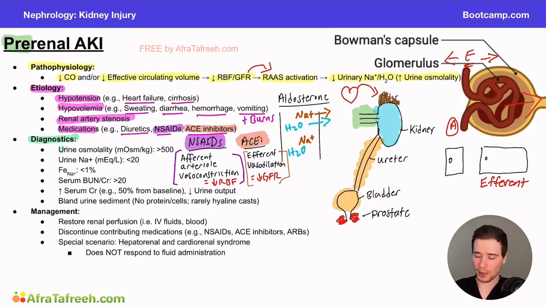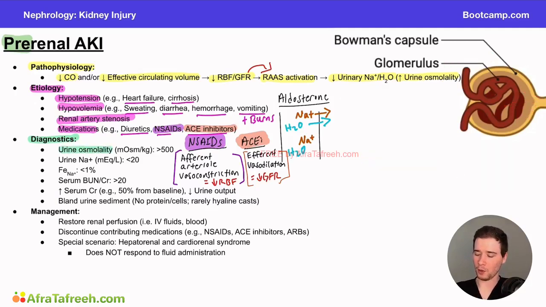The urine osmolality in a prerenal AKI is typically going to be greater than 500. And the reason is that if we draw our attention over to the tubule, we said that we get a release of aldosterone from activation of the RAS system. This is going to bring back sodium and water. If we bring back these molecules, we're going to have a higher urinary concentration because we're sucking back the water.